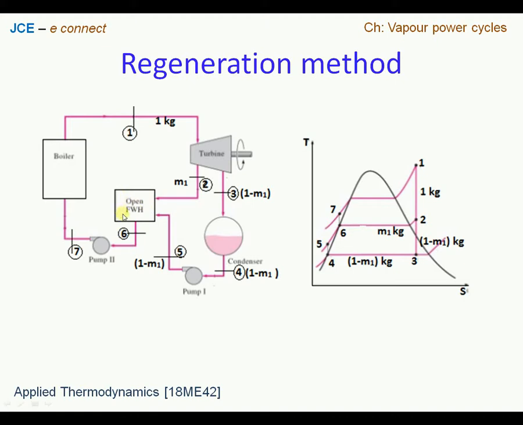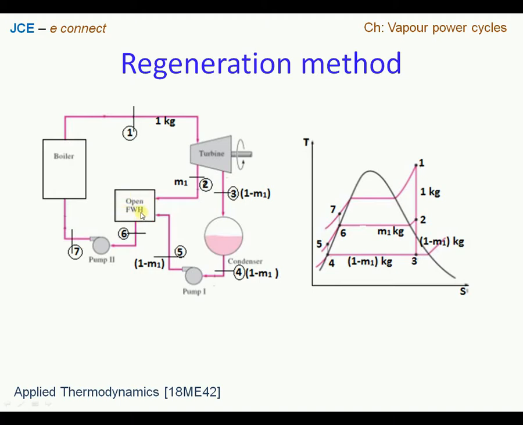This feed water heater, which is also called a regenerator, is available in 2 types. One is called the open type of feed water heater, the other is the closed type. In the open type, the steam gets in direct contact with the other part of the working fluid, that is the feed water. The design of the open type is much simpler, and heat transfer characteristics are better.